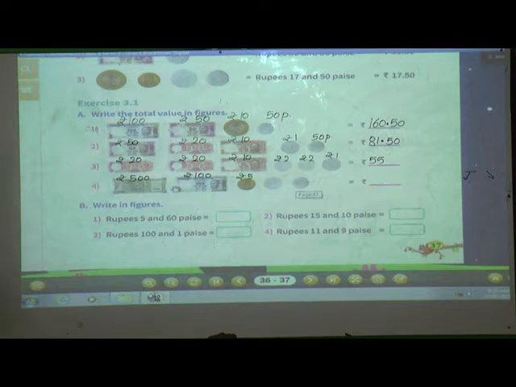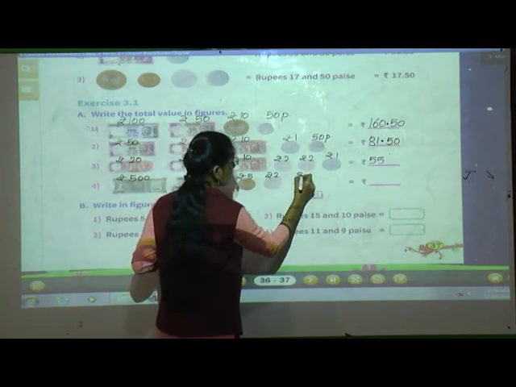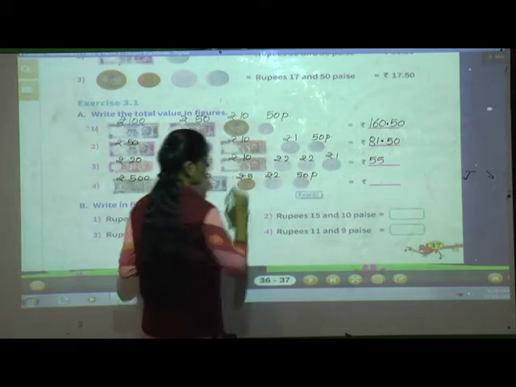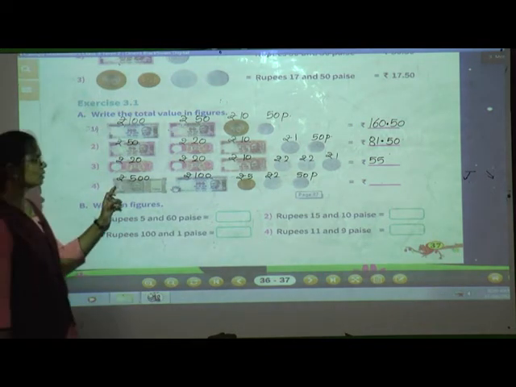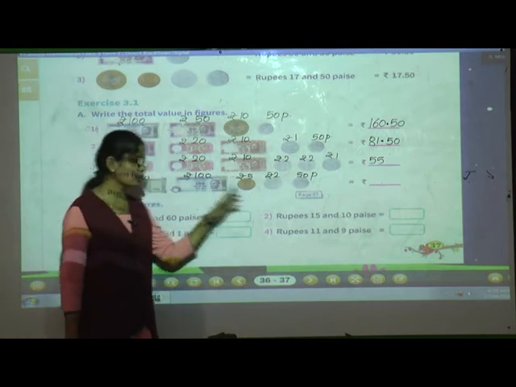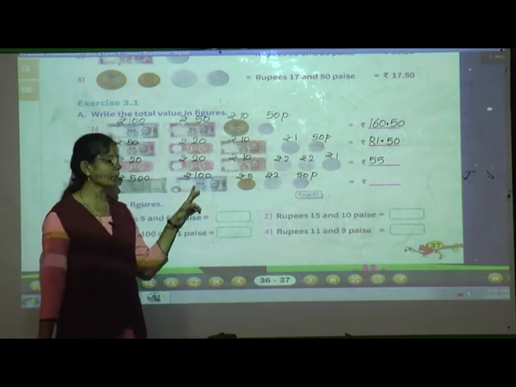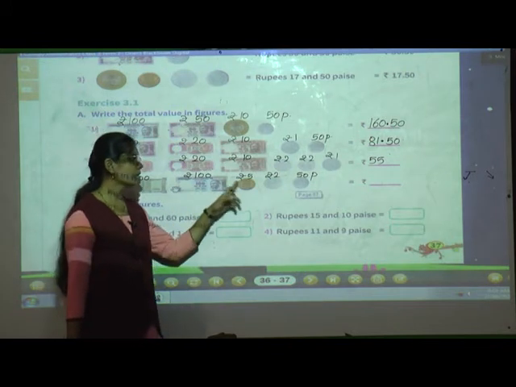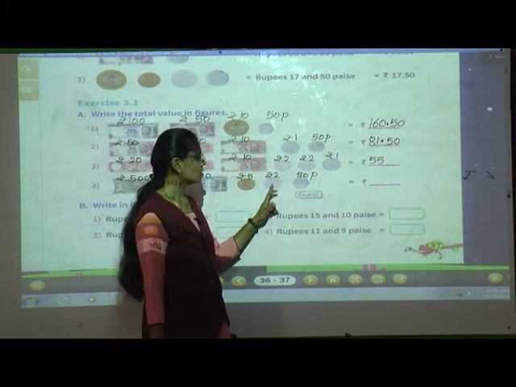2 rupees. Okay, it is a coin of 2 rupees and this is 50 paise. Now see what we will do. First of all, you will add all the rupees. Okay, so here 500 plus 100, 600 plus 5, 605 plus 2, 607.